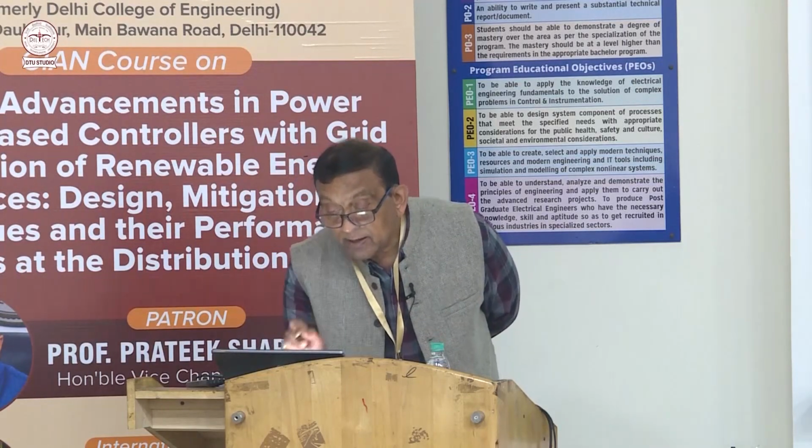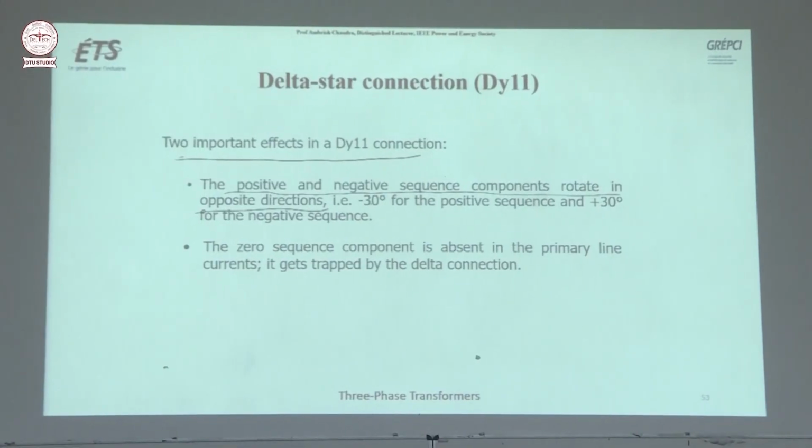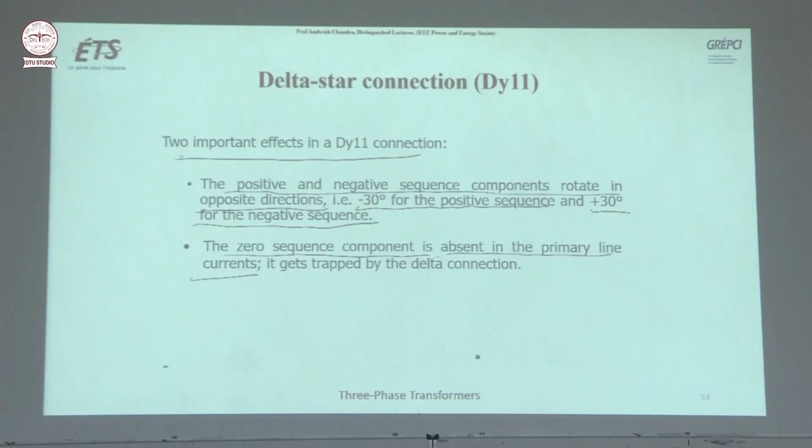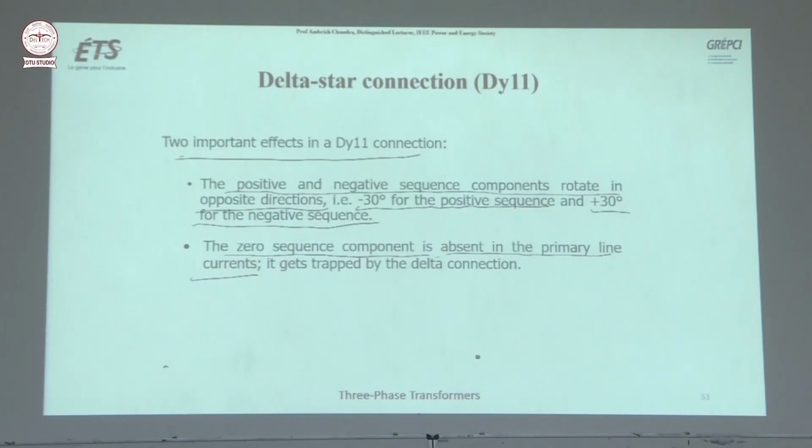So two important effects in DY11. Positive sequence and negative sequence components rotate in opposite directions. Minus 30 for positive sequence, 7th harmonic, plus 30 degree for the negative sequence, 5th harmonic. Zero sequence current is absent in the primary line currents. You see, in IA, this is the primary side current which is going to the line of the primary side. There is no zero sequence current. They get trapped by the delta connection.